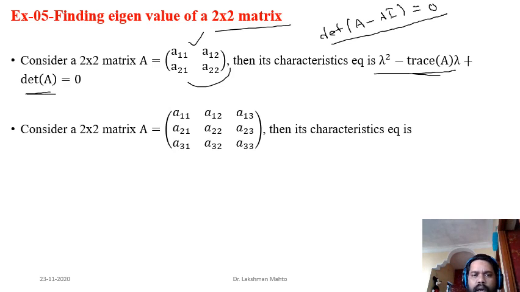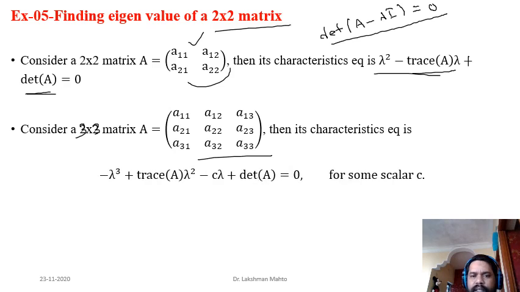If you have a 3 by 3 matrix, that means a matrix with 9 entries, then its characteristic polynomial you can easily write this way: negative lambda cubed plus trace of A times lambda squared minus C times lambda plus determinant of A. Here C is a little bit cumbersome to calculate. You will come to know from the matrices. C is definitely a function of all the entries of the coefficient matrix. So C is dependent on that.